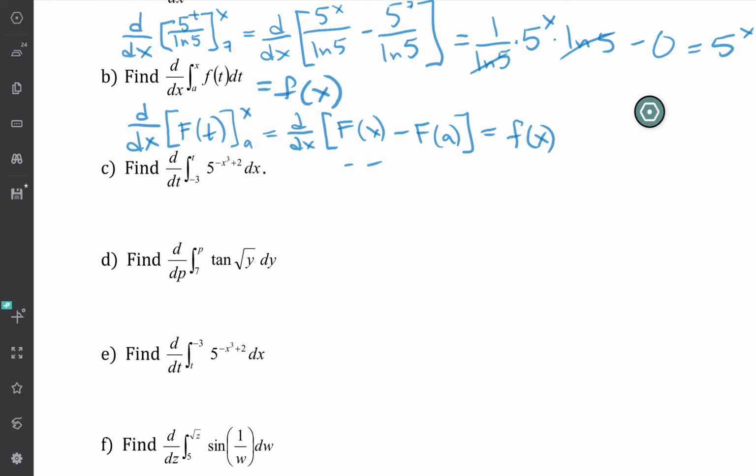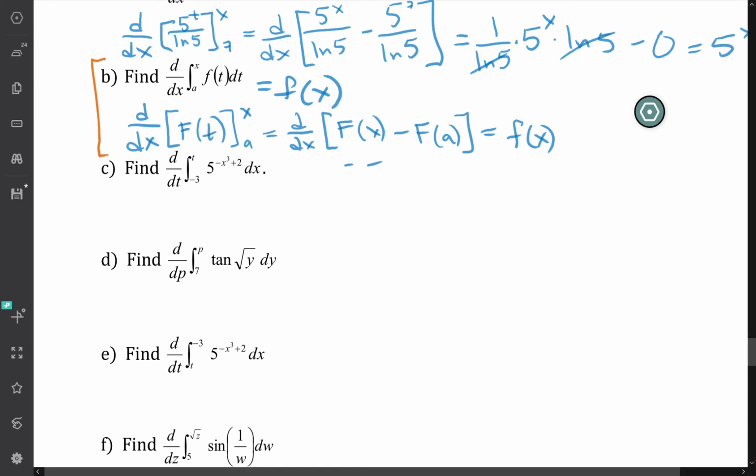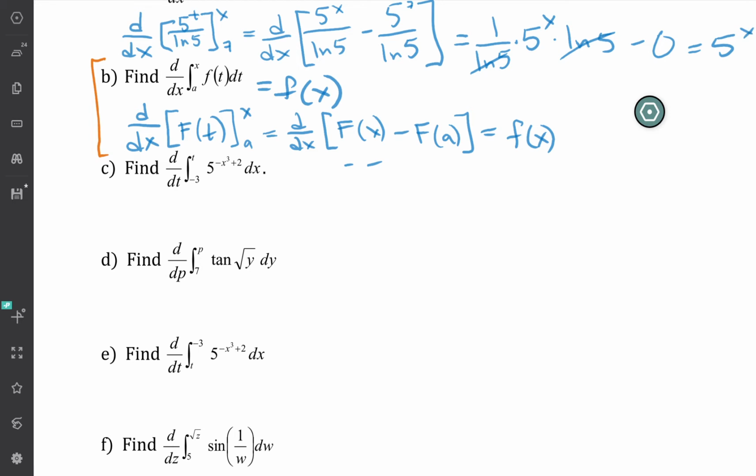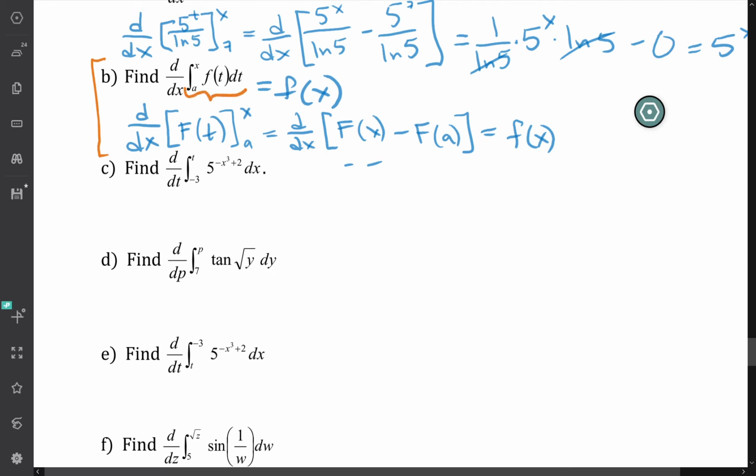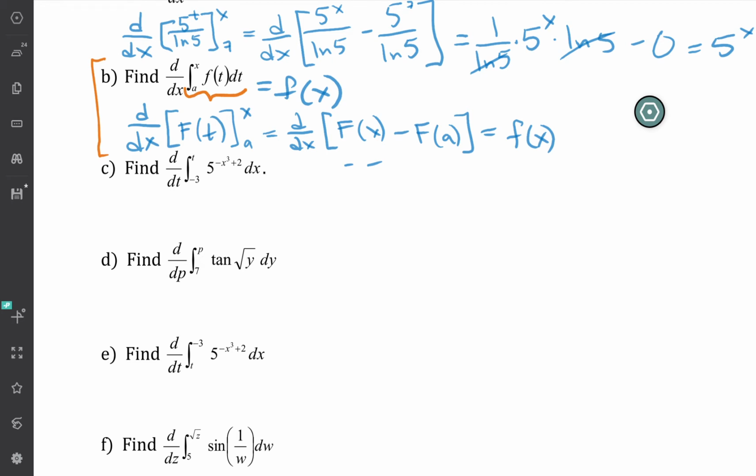So for part C, hopefully you're getting the idea. Part B basically made a formula for us to use. I don't want you to memorize that. I want you to just understand that an integral like this with that variable in the upper limit builds an antiderivative. That's the key part. Memorize that.